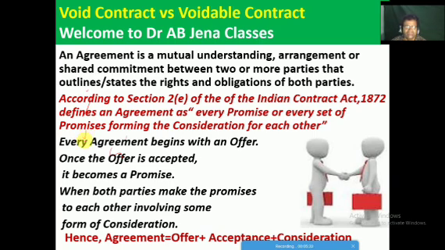Every agreement begins with an offer. Once the offer is accepted, it becomes a promise. When both parties make promises to each other involving some form of consideration, that is the meaning of an agreement. Hence, in a mathematical equation, agreement is equal to offer plus acceptance plus consideration.